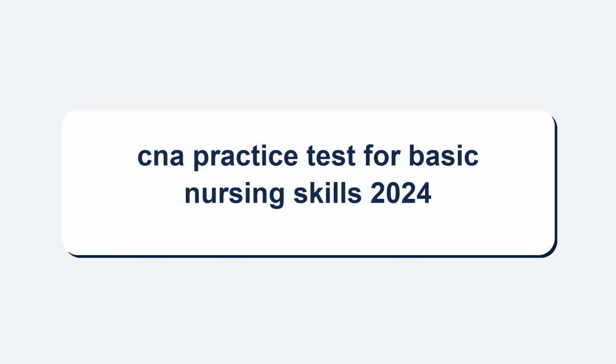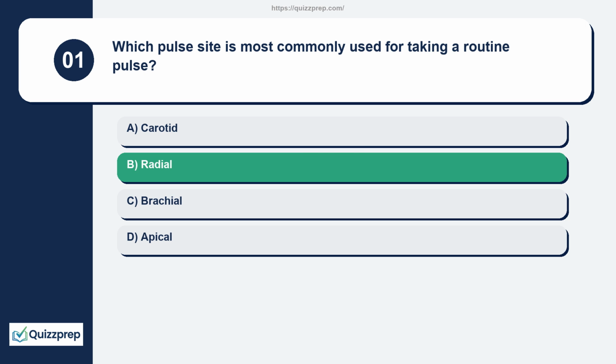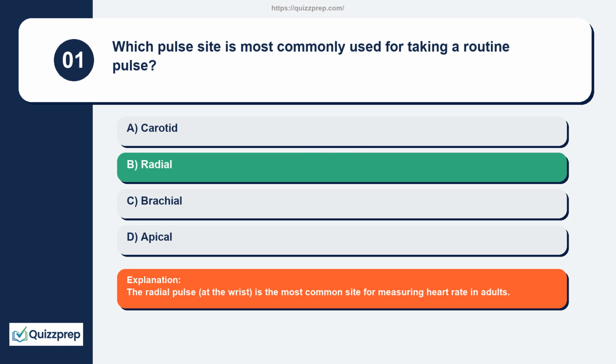CNA Practice Test for Basic Nursing Skills 2024. Question 1. Which pulse site is most commonly used for taking a routine pulse? Carotid, radial, brachial, apical. The radial pulse, at the wrist, is the most common site for measuring heart rate in adults.